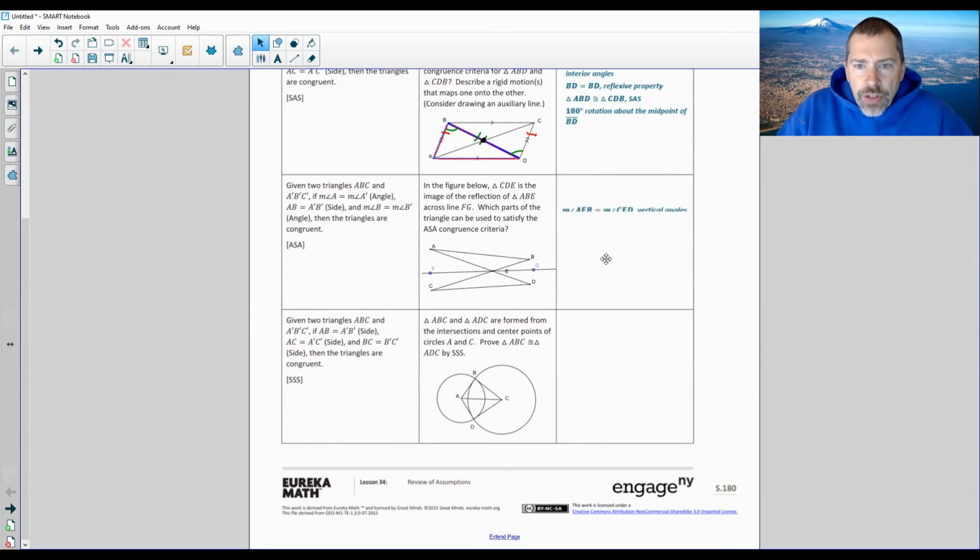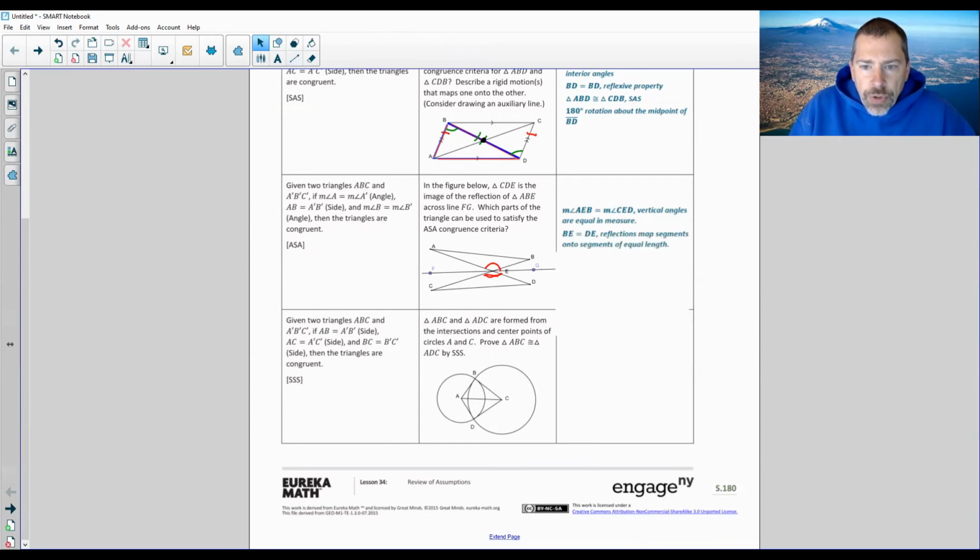So the first thing we're going to do is say that the measure of angle AEB is equal to the measure of CED, which is right here, because AD is a straight line, BC is a straight line, and we have vertical angles congruent. Okay, so vertical angles are equal in measure.